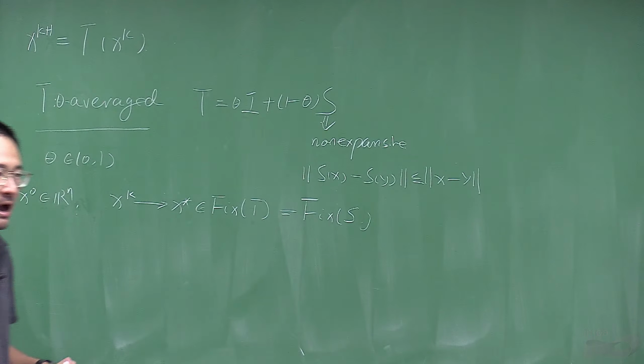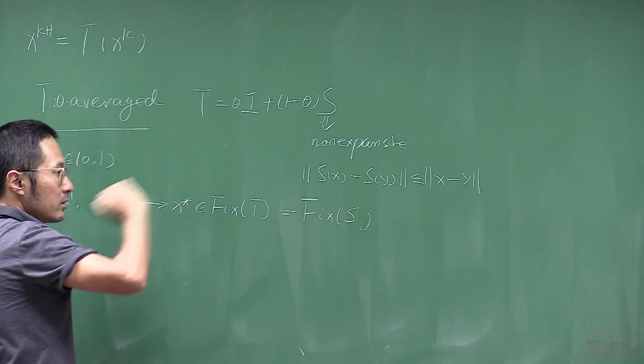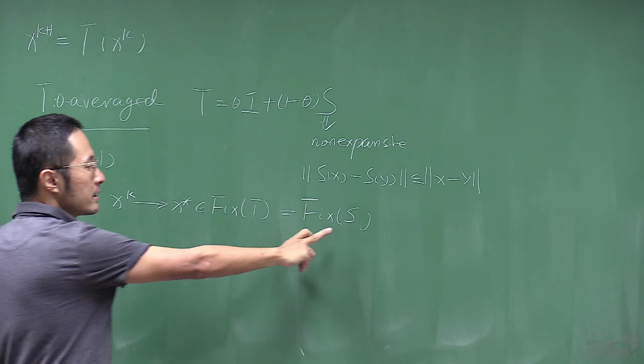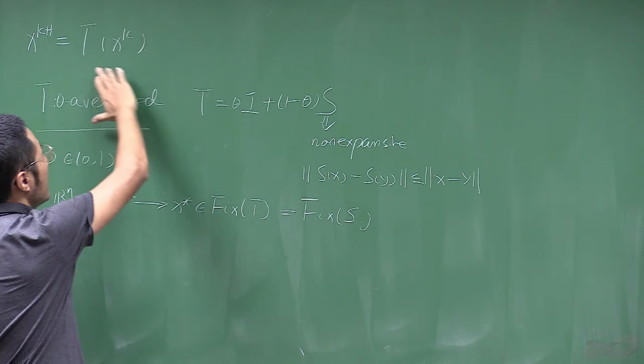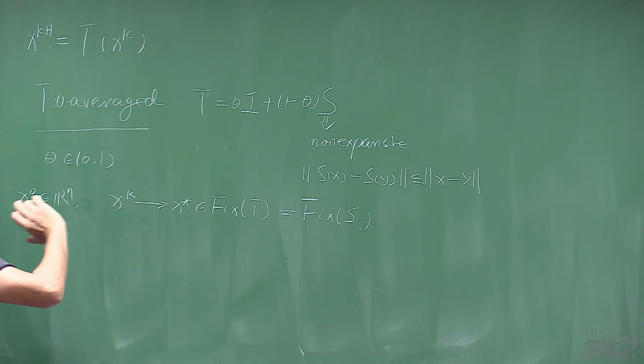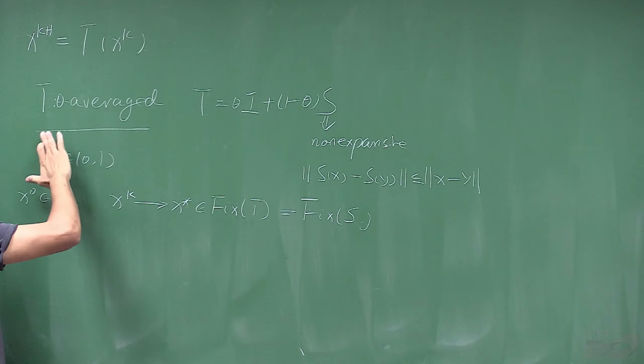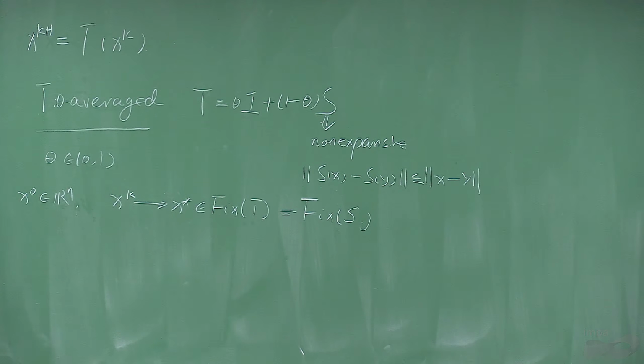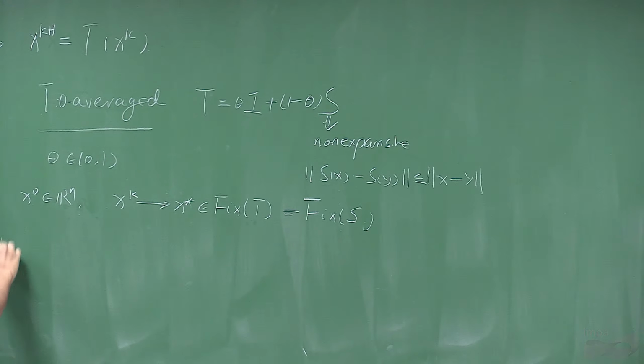So as long as you have a very interesting operator S and you want to find the fixed point of S, but you cannot use it directly in the fixed point iteration, you can use the corresponding theta-averaged operator. This is what we proved last class, which is very important in the whole mini course, and can be used to prove, like, the gradient descent method and also the convergence of the proximal point method. This is Theorem 1 in the last class.